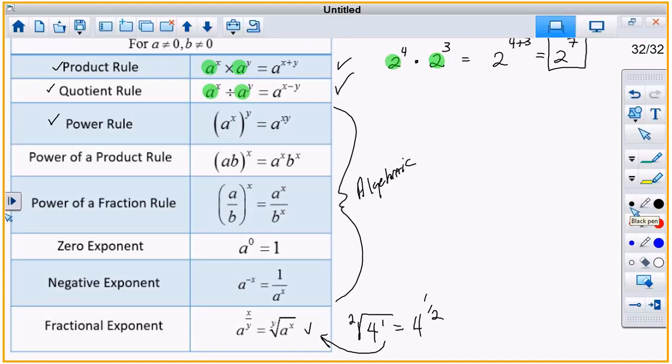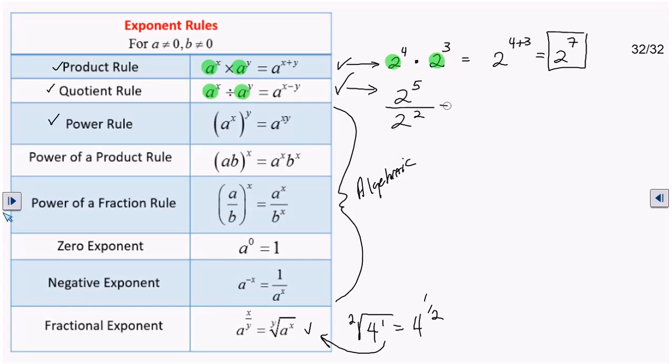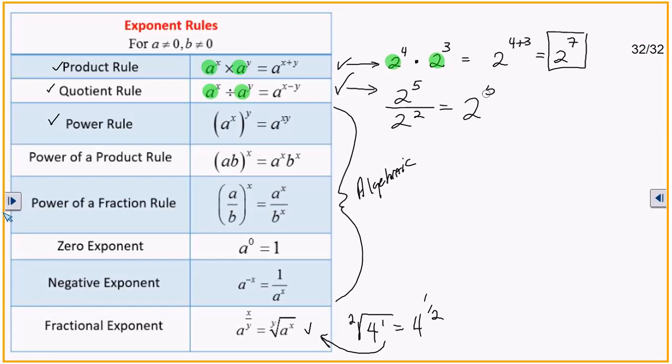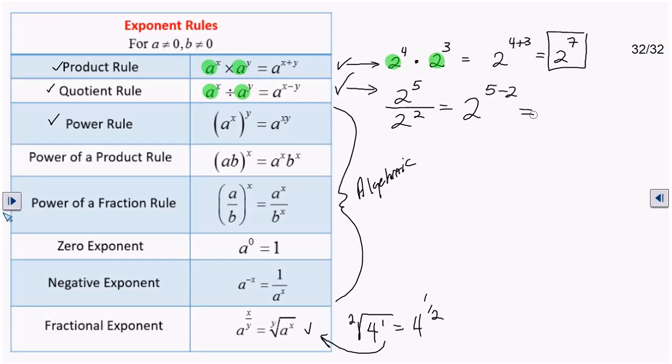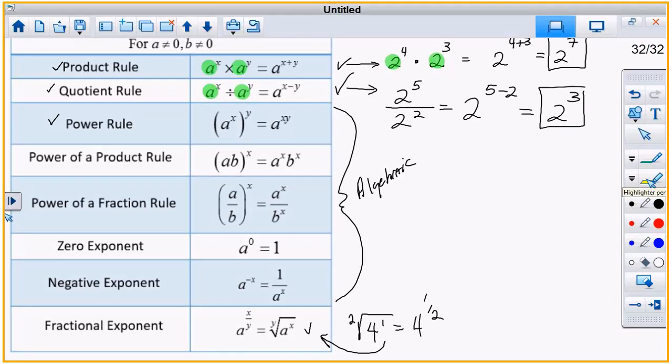If the bases are the same and you are dividing, 2 to the 5th divided by 2 to the 2nd is equal to 2 to the 5 minus 2, which is equal to 2 to the 3rd. Then you subtract the exponents. But again, the bases have to be the same.